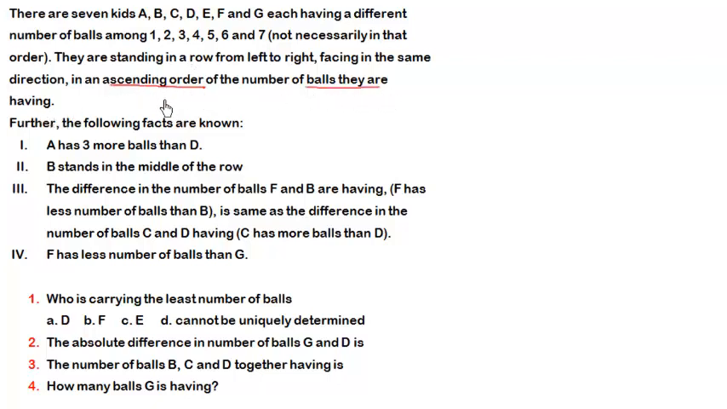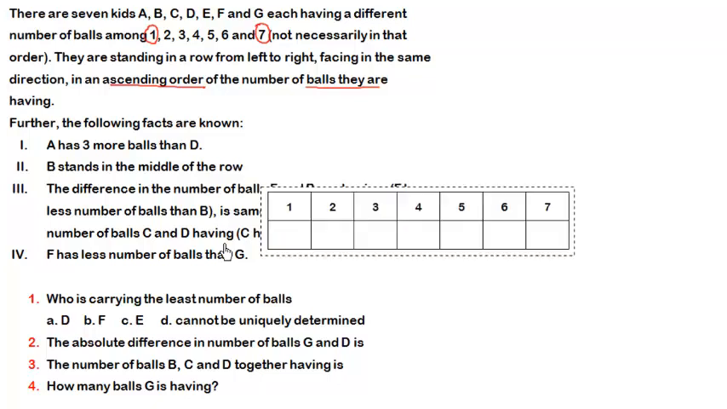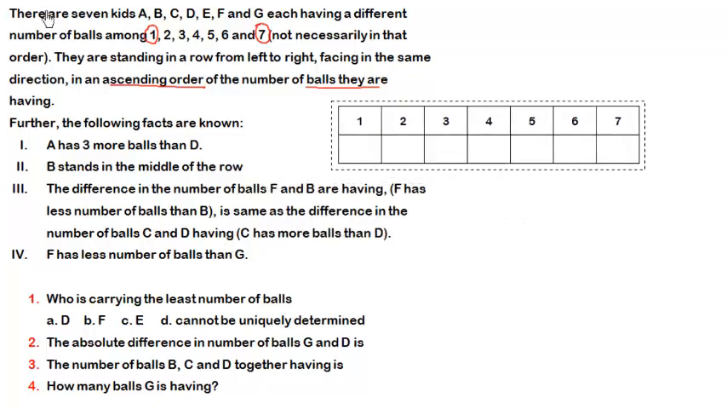So whosoever is having the least number of balls, or that is having only one ball, will be at the extreme left, and whosoever is having the largest, that is 7 balls, will be at the extreme right. So this is how they will be standing. And we have been given further conditions. So based on that, we have to basically find out who is carrying how many balls, right? So we have to completely fill this table as you can see on the screen.